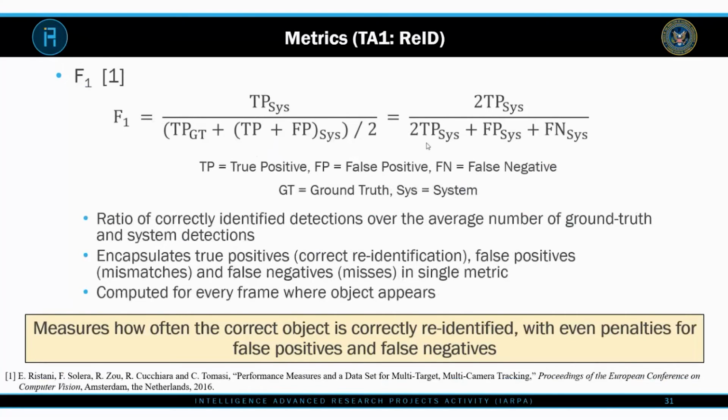For that TA1 ReID F1 metric, it's the ratio of the correctly identified detections over the average of the number of ground truth and system detections. And this metric encapsulates the true positives, the correct re-identification, and the false positives, those mismatches, and false negatives, those misses, in a single metric. This metric measures how often the correct object is correctly re-identified, with even penalties for false positives and false negatives. The reference listed on this slide provides a very good description of this metric.